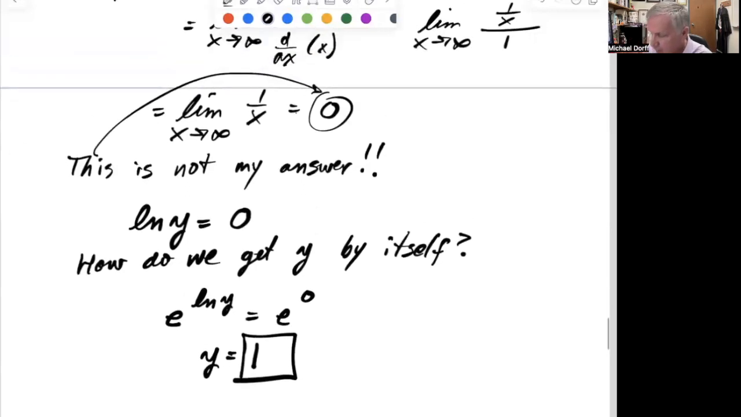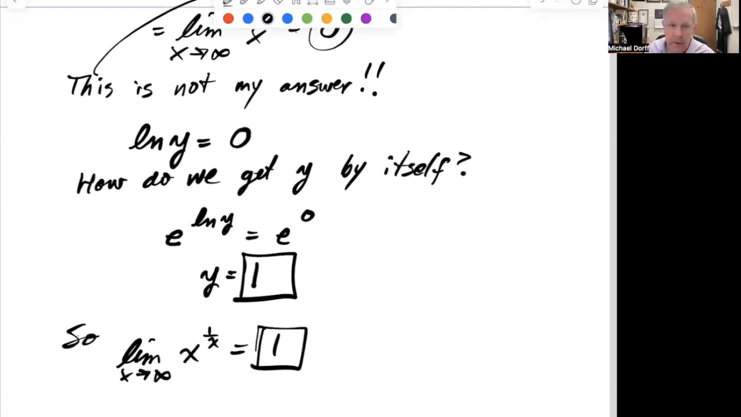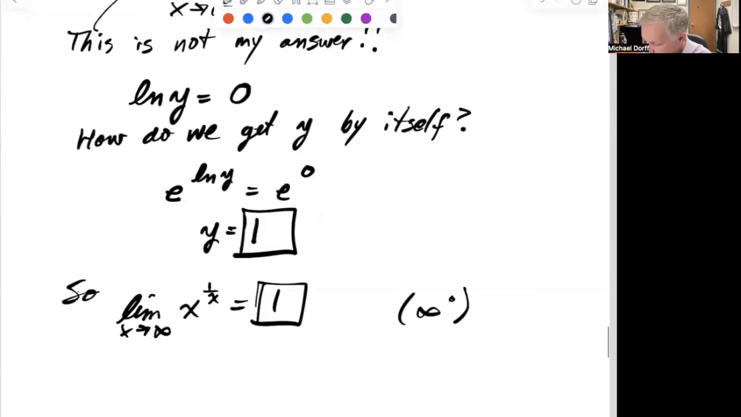In other words, we had the limit as x goes to infinity of x to the 1 over x does equal 1 there. Okay, and remember, we had the indeterminate form of infinity to the 0. That was what we started with. So it did turn out to be 1 in this case.